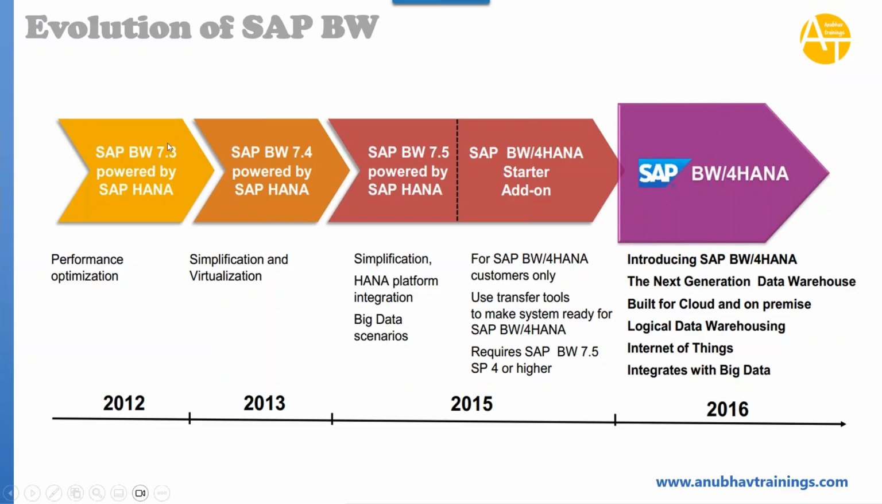Then in 2013, they also introduced SAP BW 7.4, again powered by HANA, where you can run this BW system on Oracle, on MySQL, SQL Server, MaxDB, but also on HANA. So HANA was just one of the options to run your BW system on top of.